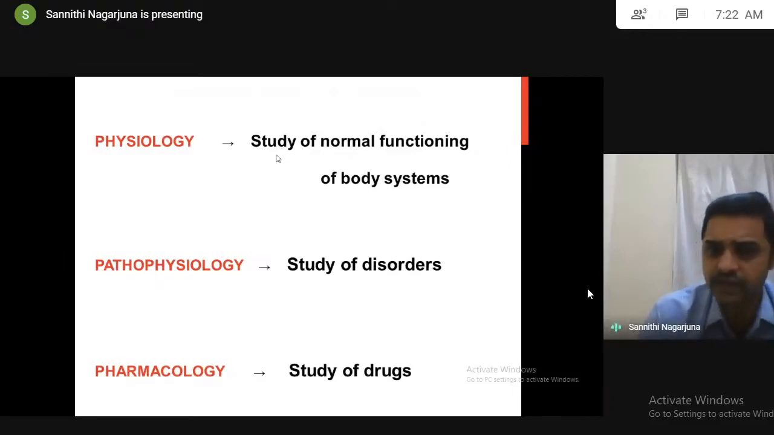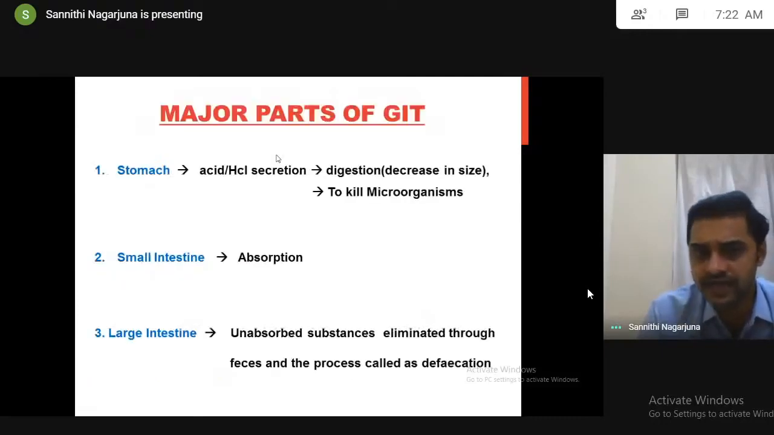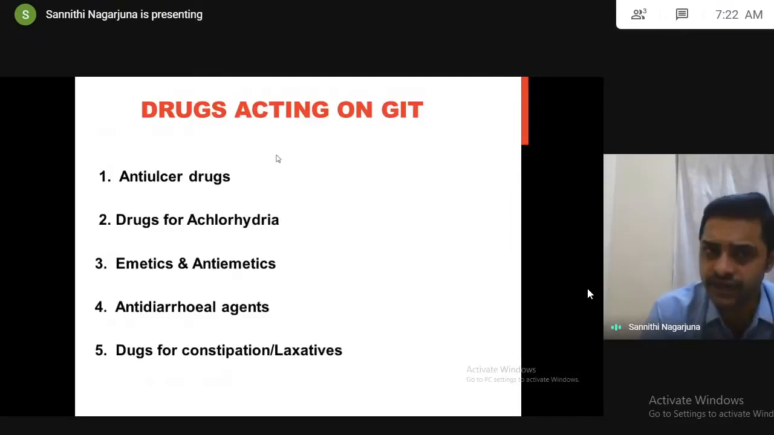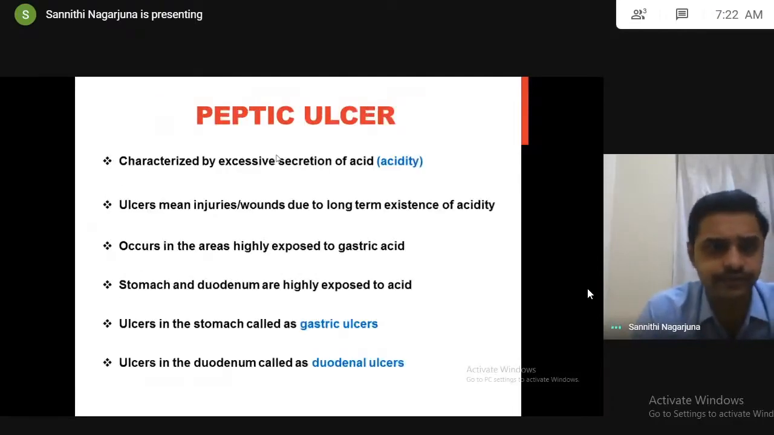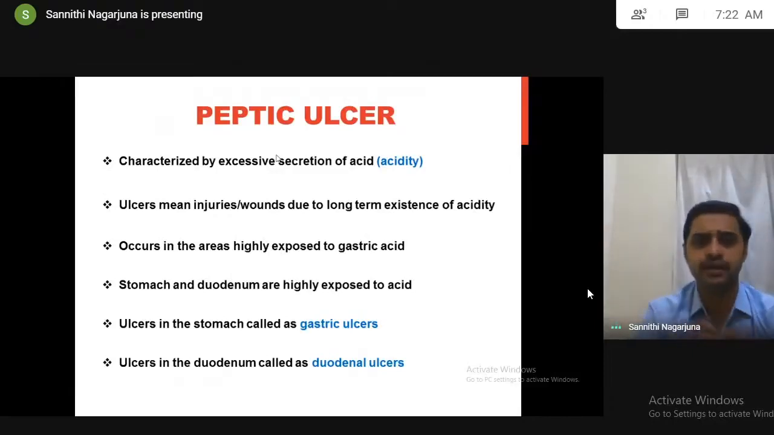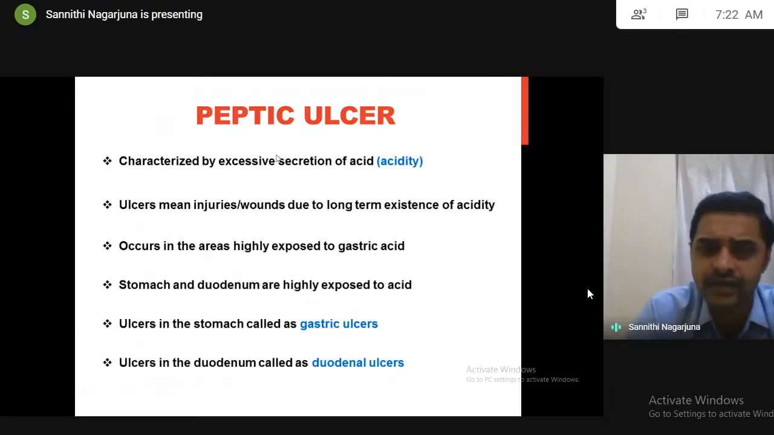What is the name of the disorder? What is happening in the disorder? What is the reason for the disorder? Then we should move on to the drugs. Same thing: what is the normal function of the GIT? Disorders of the GIT, drugs acting on the GIT. Now we will see one by one in detail. First, we'll move on to the anti-ulcer drugs. We all know that anti-ulcer drugs are those used for the treatment of peptic ulcer.